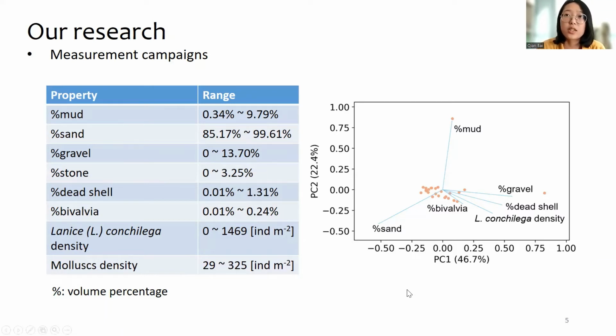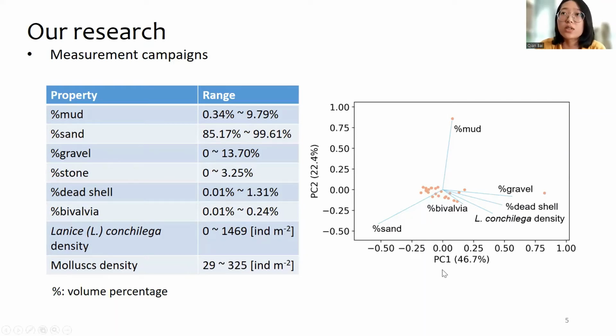We did a PCA on all these sample properties of the 26 sampling locations. With the first and second principal components as the two axes, you can see how these sample properties are distributed. These blue arrows indicate the contribution of different property vectors. Of course, there is some normalization here, so their length doesn't really represent a real range.